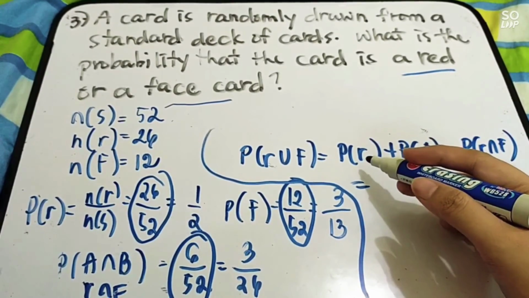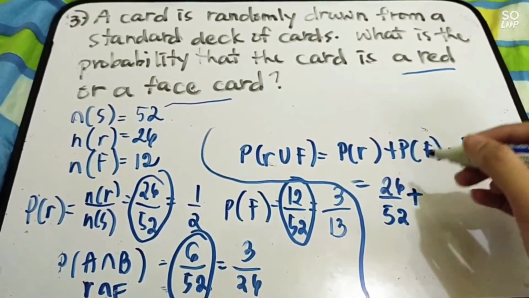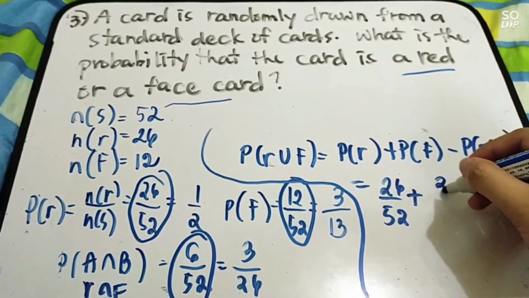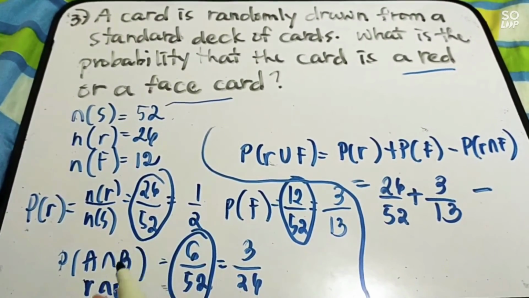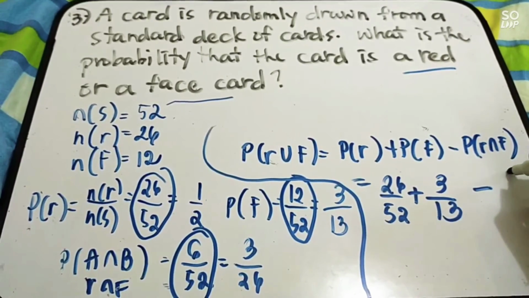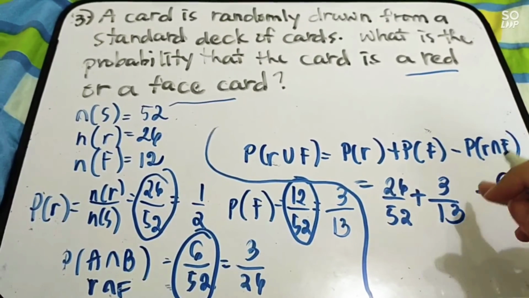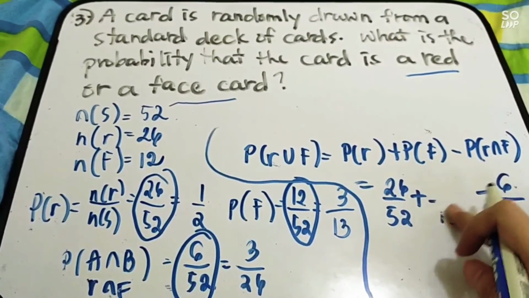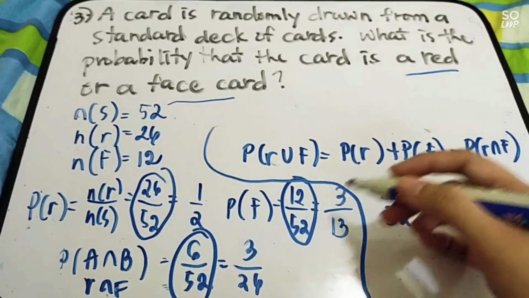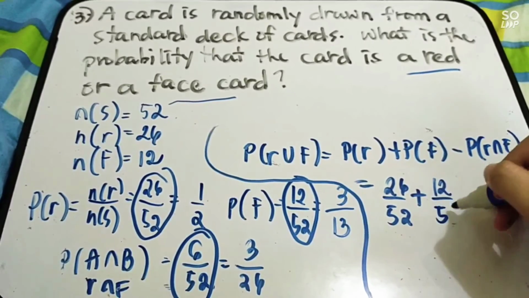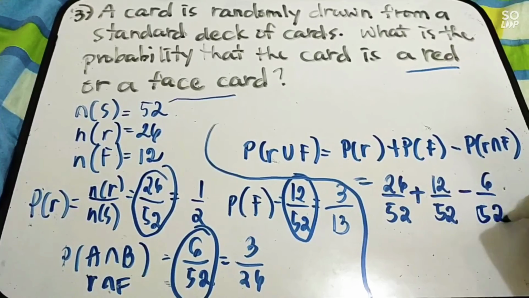So, the probability of the red card, we have 26 over 52 plus the probability of the face card, we have 3 over 13 minus the probability na intersection ni red at saka ni face card, that is 6 over... ito pala, sorry po. Ito na nga pala yung gagamitin natin, yung may over 52 para pare-parehas tayo ng denominator. We have 12 over 52, then minus 6 over 52.